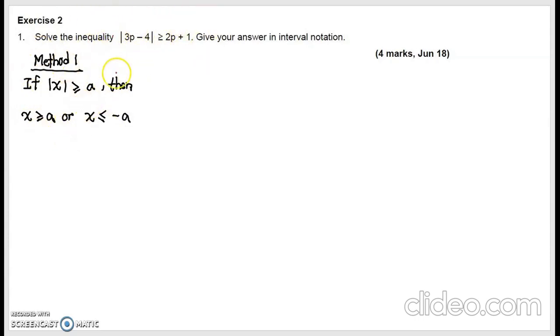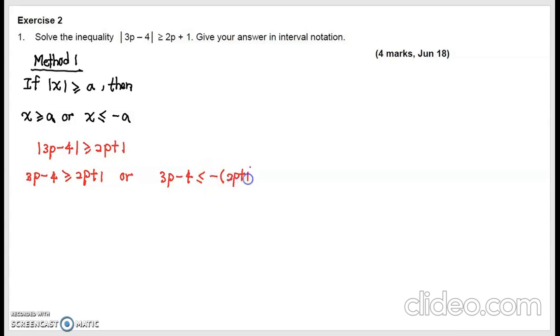Based on this question, since the modulus of 3p minus 4 is greater or equals to 2p plus 1, so 3p minus 4 is greater or equals to 2p plus 1, or 3p minus 4 is less than or equals to, we'll put a negative, but be careful, we need to put a bracket, 2p plus 1. We try to solve these inequalities. You can see that now these are linear inequalities.